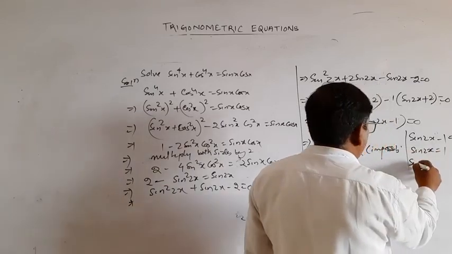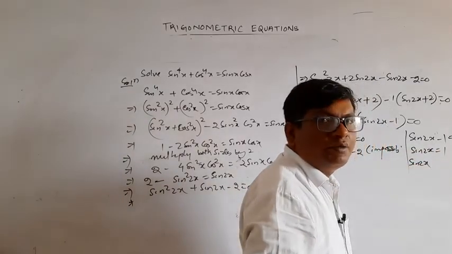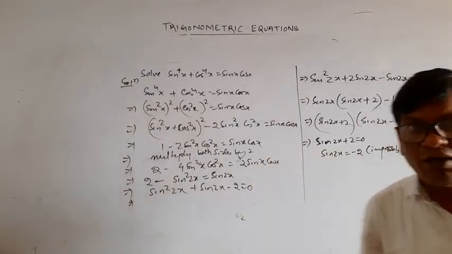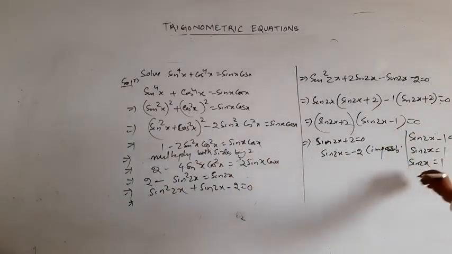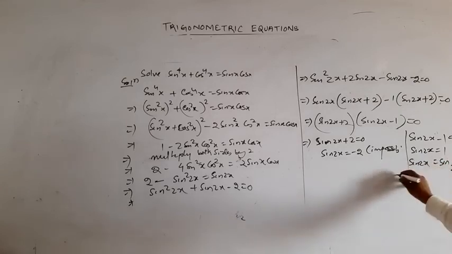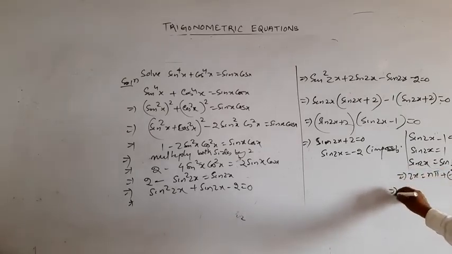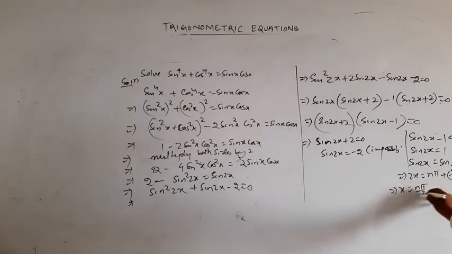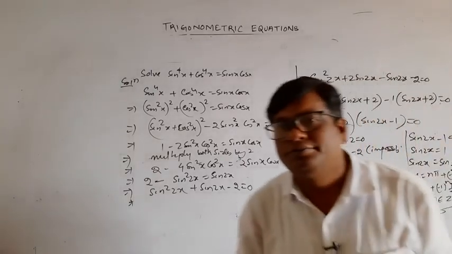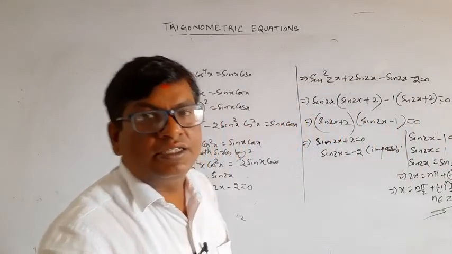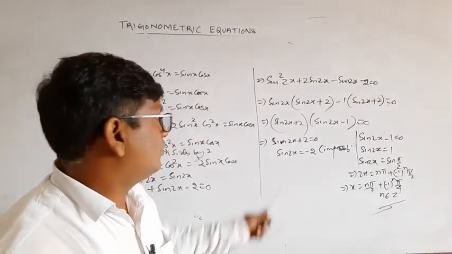Sin 2x is equal to 1 means what? Sin 2x is equal to 1, that is sin 90, which means pi by 2. So, 2x is equal to n pi plus (minus 1) to the n into pi by 2. So x is equal to n pi by 2 plus (minus 1) to the n into pi by 4, n belongs to Z. This is the solution.